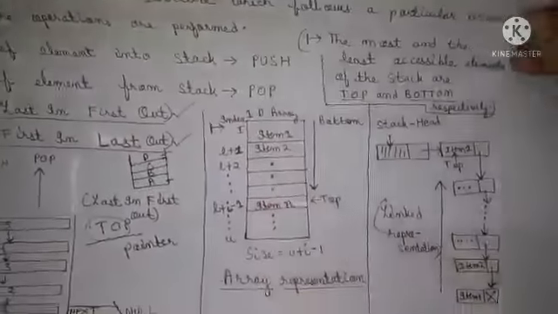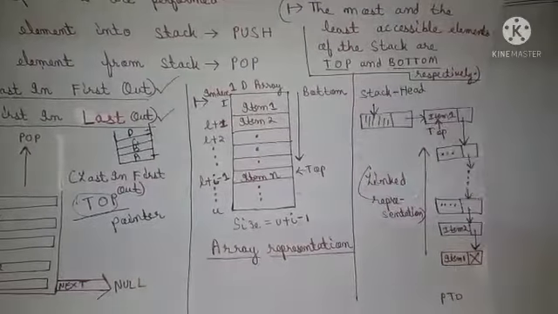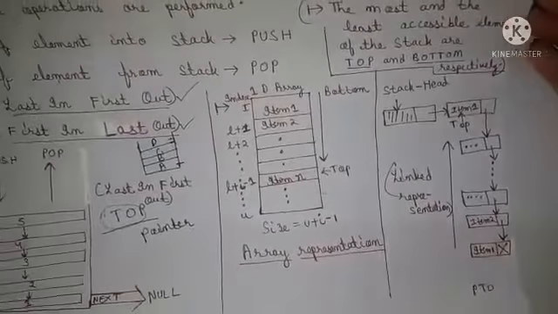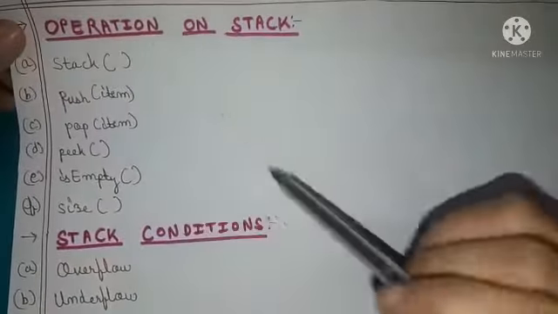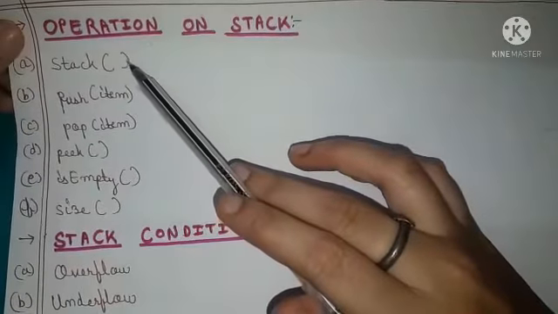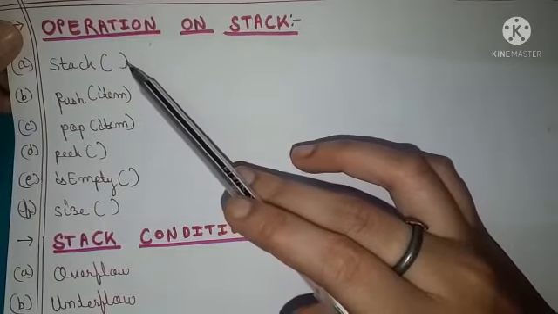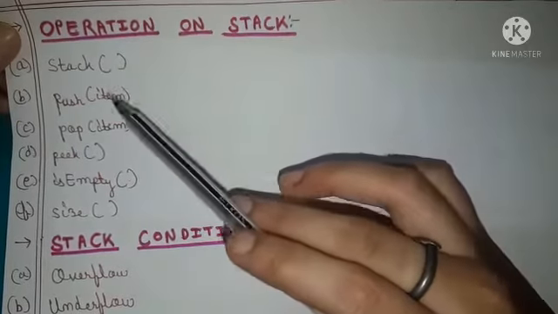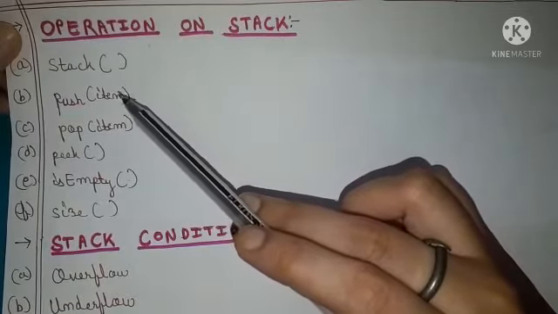Then next is the array representation of the stack. Stack can be represented through an array, and it can also be represented through a linked list. Then next are certain operations on the stack. The first is stack with empty parentheses. This is the operation in which an empty stack is created, that is, a new stack is created, which needs no parameter. It's an empty stack.